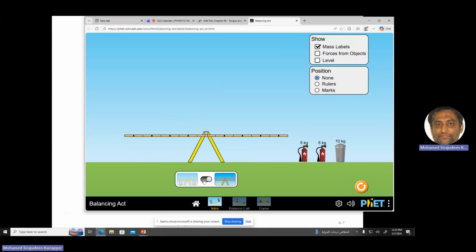So let me put some people on it, okay, some weights on it. So I support it now, then I will release the support. Now let's say I keep it here. From the center, it is 1 meter, 2 meter, 3 meter, 4 meter, 5 meter, 6 meters away. And I keep it here. It's also on the right side, it is also 6 meters away. Now, do you think it will be balanced if I take the support out?